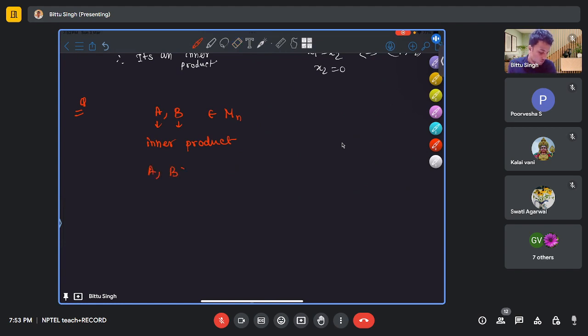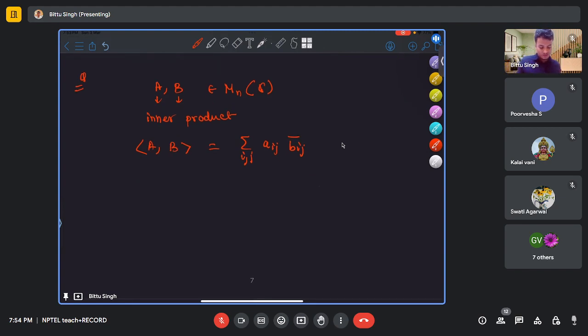The inner product of A, B will be the sum of a_ij times b_ij bar. We are thinking in the complex field, so we have taken the bar, M_n over C. So this gives an inner product structure. Another inner product will be like this. Actually this is the same as the trace of A B star, that is, take the transpose and take the conjugation.